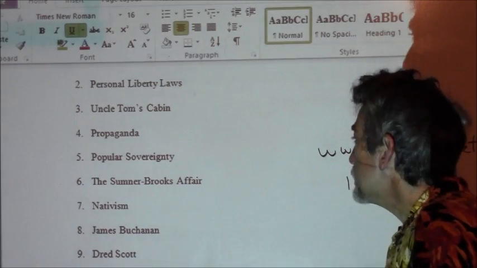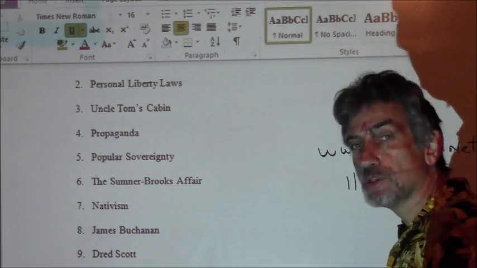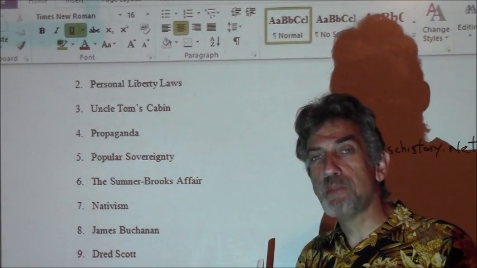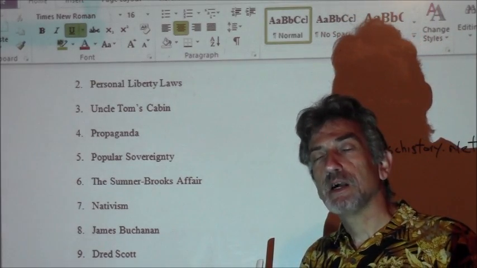Then we get to this Sumner-Brooks affair. The Sumner-Brooks affair: Preston Brooks, Charles Sumner, Andrew Butler. Those are the three characters.